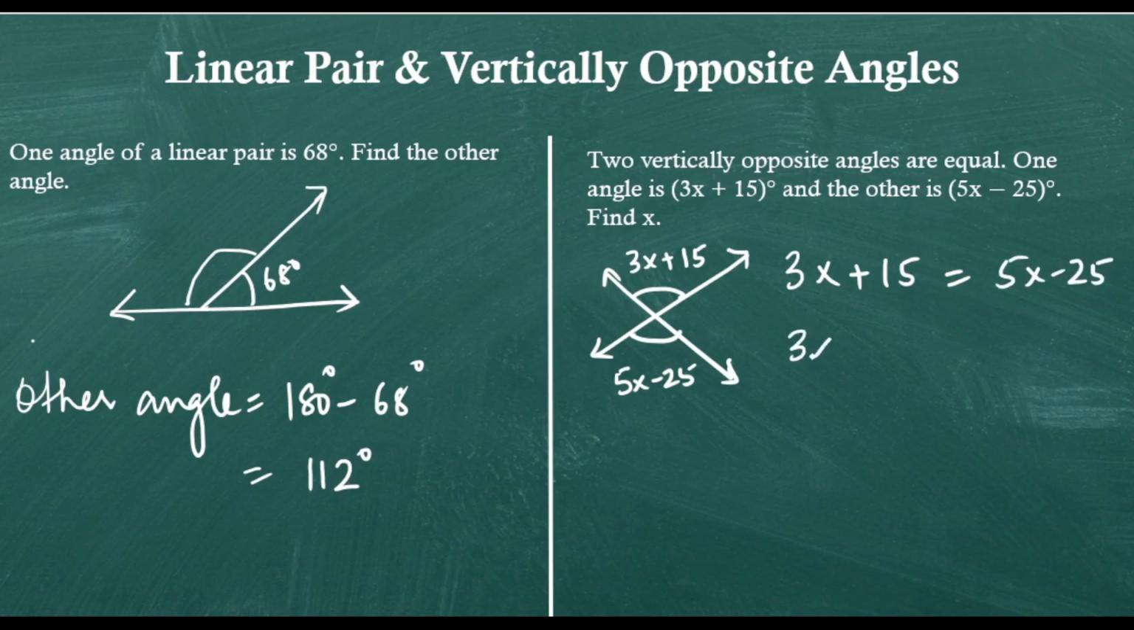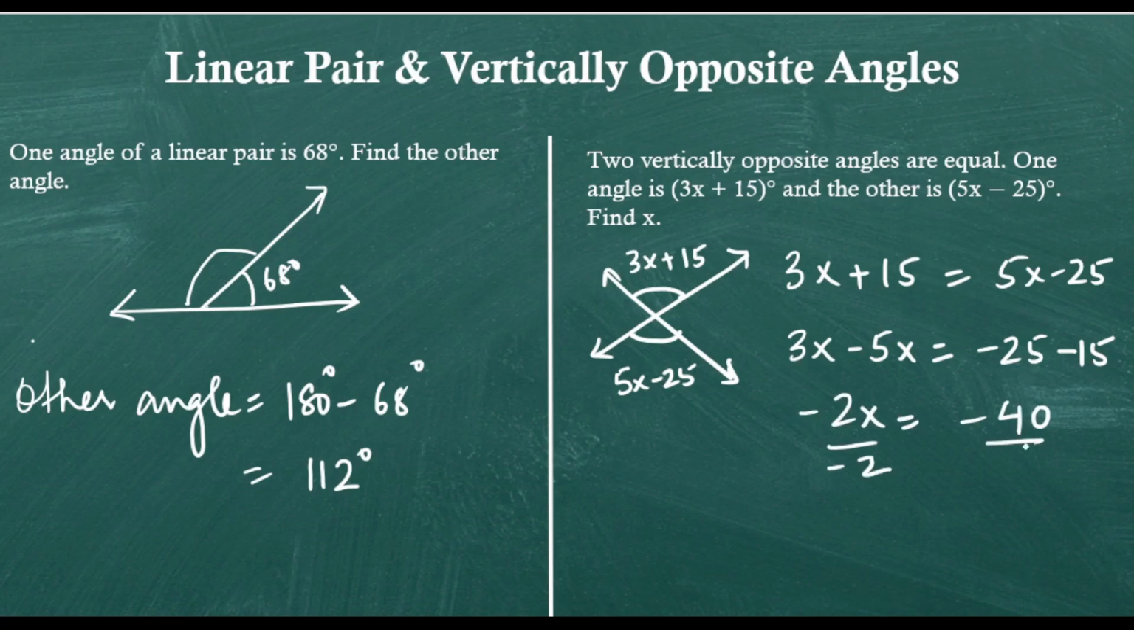Bring all the x terms on one side with their signs changed and take all the constants on the other side with their signs changed. 3x minus 5x will give you negative 2x equals negative 25 added to negative 15, which will give you negative 40. Divide by negative 2 on both sides and cancel. x comes out to be minus 40 divided by minus 2, which is 20. So x comes out to be 20.